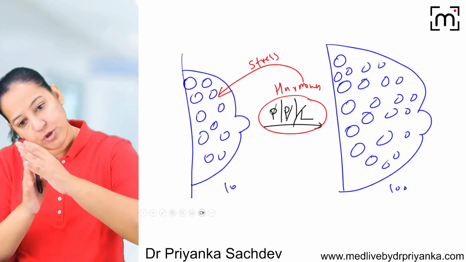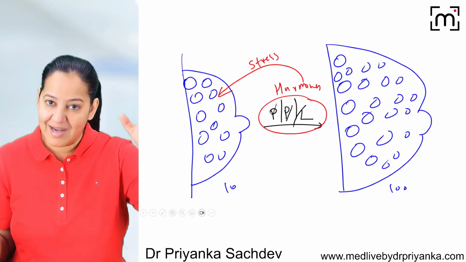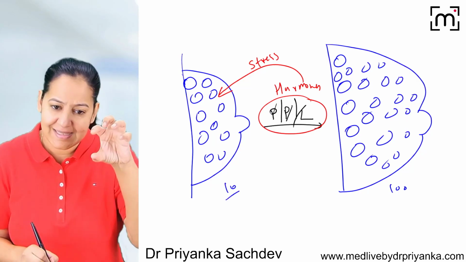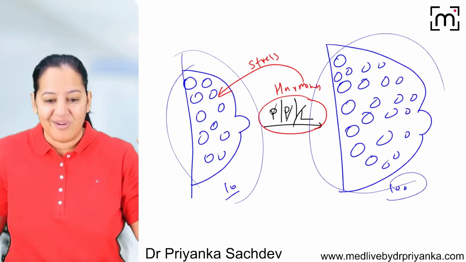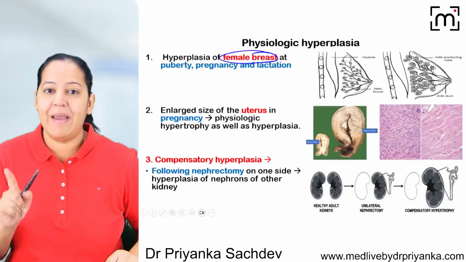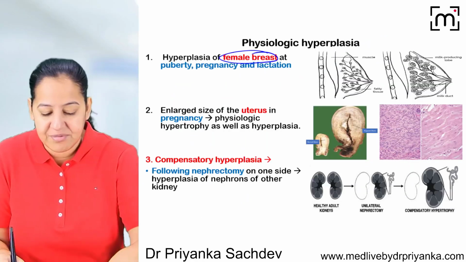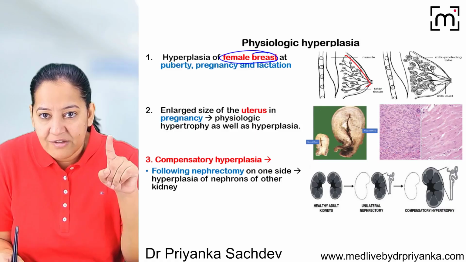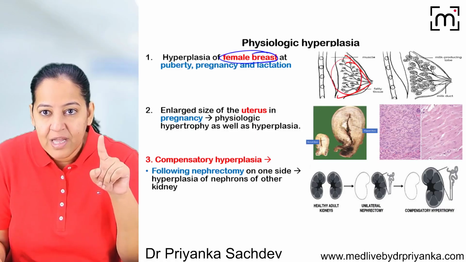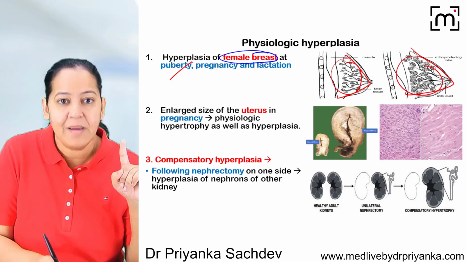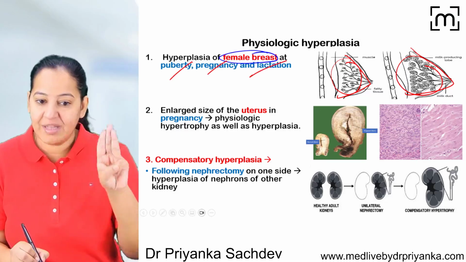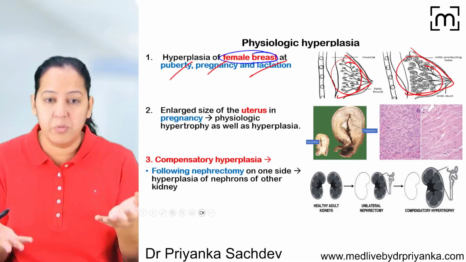Since the number is increased, the overall breast size is increased. Here only 10 cells are there, so the overall size of the breast is less. And here more cells are there, so the overall size will increase. So that is the reason. So for the female breast, you can see the same diagram we tried to draw here. See the number of the cells here. So this happens during pregnancy, lactation and puberty, during the 3 conditions when the hormones are present in the blood.